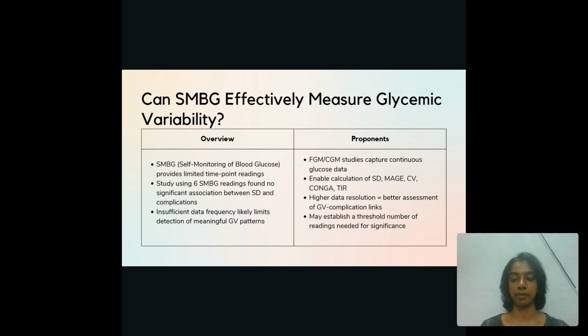In contrast, CGM and FGM systems provide near continuous data. Studies show that SMBG may underestimate the variability and miss nocturnal hypoglycemia. CGM and FGM not only improve the clinical accuracy but also support behavioral change by offering real-time or near-real-time feedback.